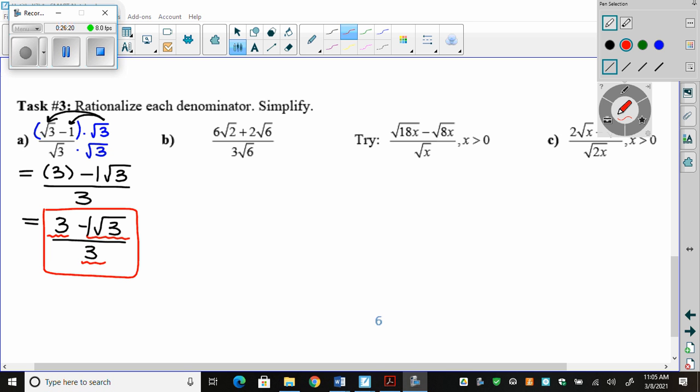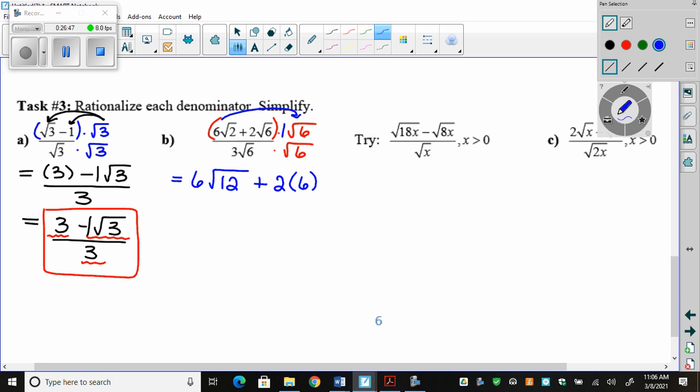Okay. So for B, we have to multiply by root 6 and root 6. So we're going to get 6 root 2 times root 6. It's 6 times 1, which is 6. Root 2 times root 6 is root 12. Plus 2 times 1 is 2. Root 6 times root 6 is 6 in brackets. Over 3 times 1, which is 3. Root 6 times root 6 is 6 in brackets.